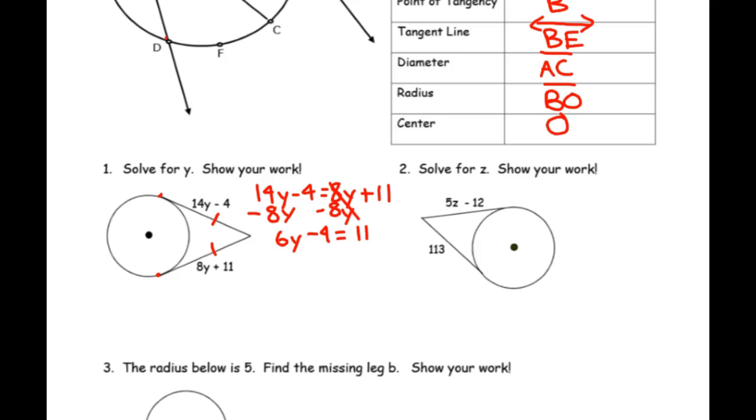Alright, and then to get rid of that minus 4, we're going to add 4. So 6y equals 15. Divide that by 6. And we get 15 over 6, which reduces to 5 over 2, or 2.5.